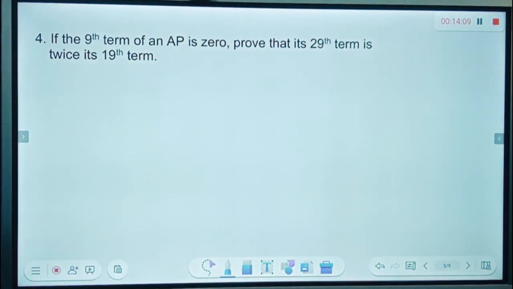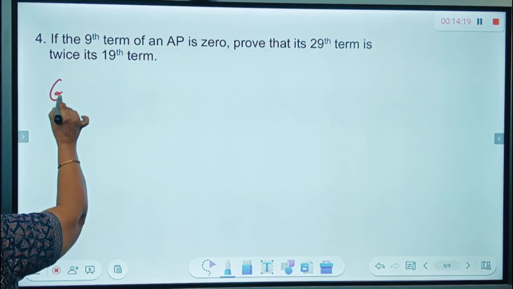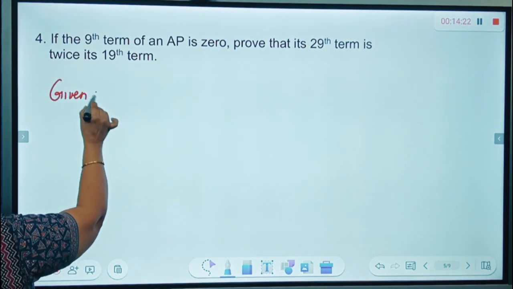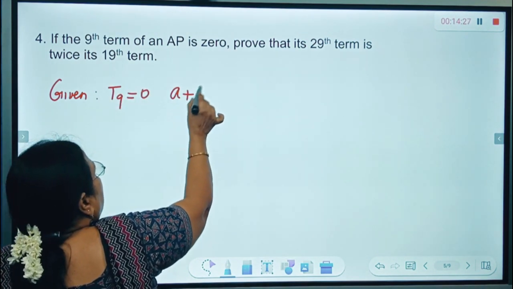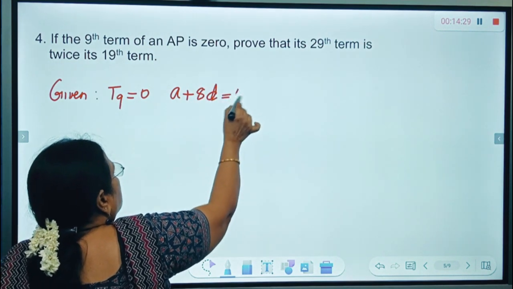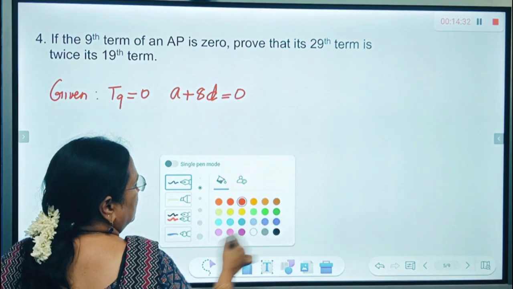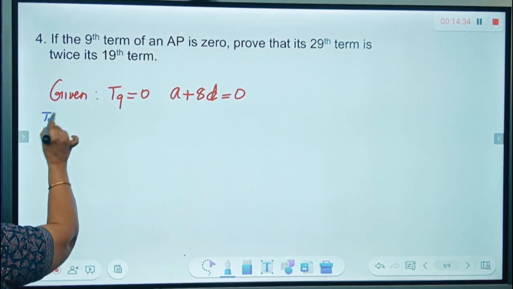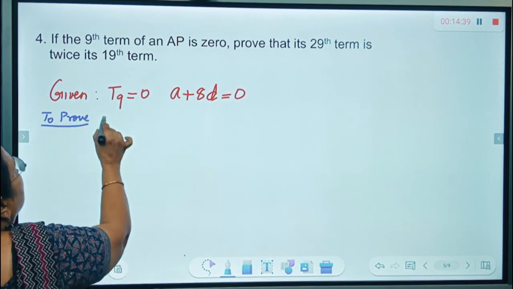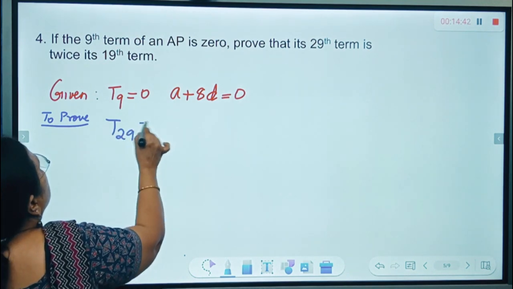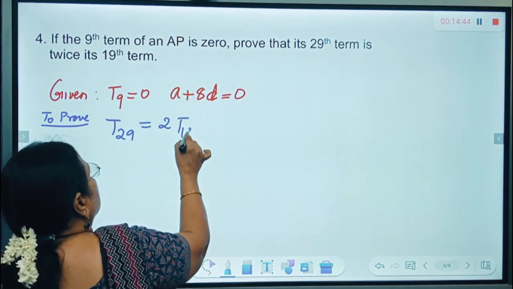Now, if the ninth term of an AP is 0, you have to prove that the 29th term is twice the 19th term. So what is given? Ninth term of an AP is 0. So a plus 8d equals 0. What is it you need to prove? We need to prove T29 is twice the 19th term.